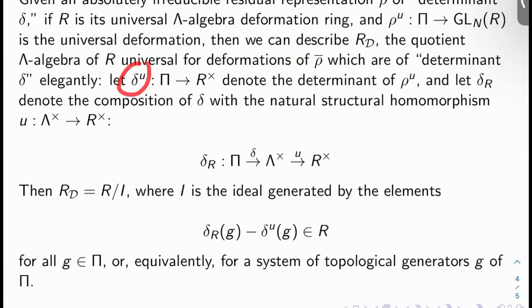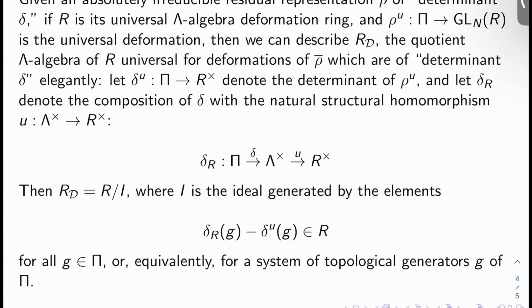Let's let δ^u from π to R^× denote the determinant of ρ^u, and we'll let δ_R denote the composition of δ with the natural structural homomorphism u from Λ^× to R^×. So again, δ_R is just the composition, π to Λ^× to R^×, it's u composed with δ. So what is the universal deformation ring of the deformation condition 𝒟? It's R_𝒟, and it's always, remember, a quotient of R. So it's R mod I.